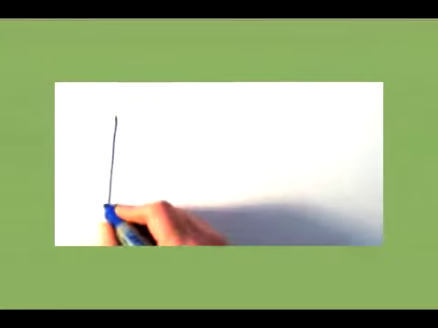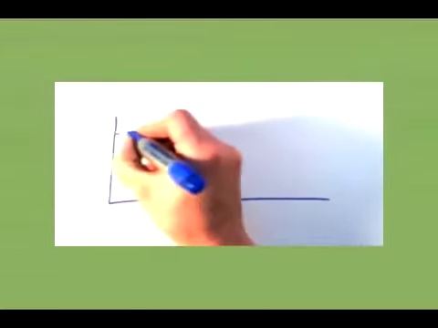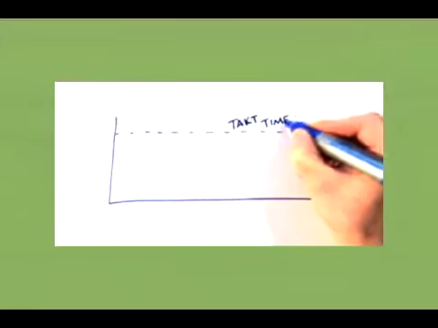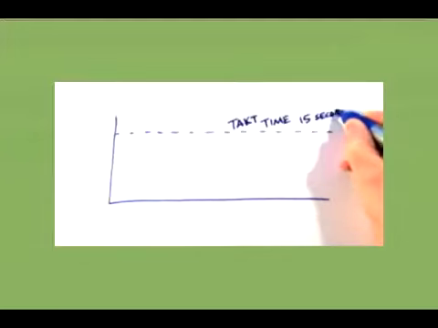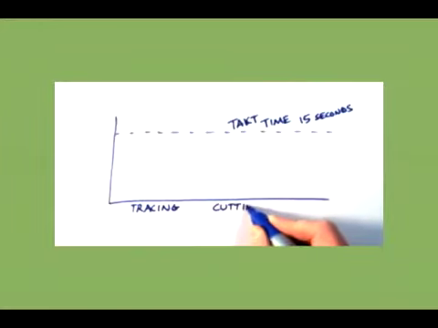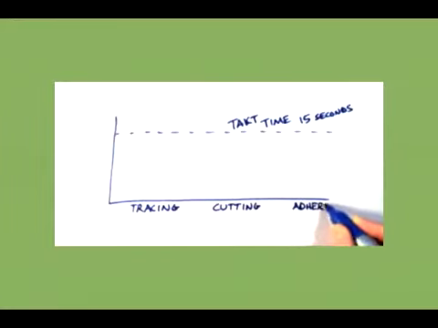The cycle time of tracing is 6 seconds. The cycle time of cutting is 13 seconds. And the cycle time of adhering is 6 seconds. After examining the individual times, it is clear that the output of cutting is far slower than the other two steps. What was our takt time again?